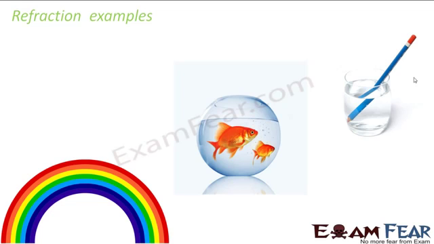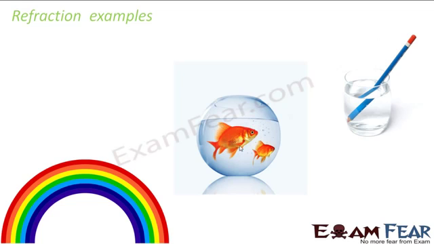Now let us look at the first example. Why did the pencil dipped in water appear bent to you? That's because when you are observing the pencil, you are observing along the lines of the emergent ray. So the source of the incident ray is something different, but you are observing along the lines of the emergent ray, and that is why you are not observing the actual position. Instead, you are observing the apparent position of the pencil.